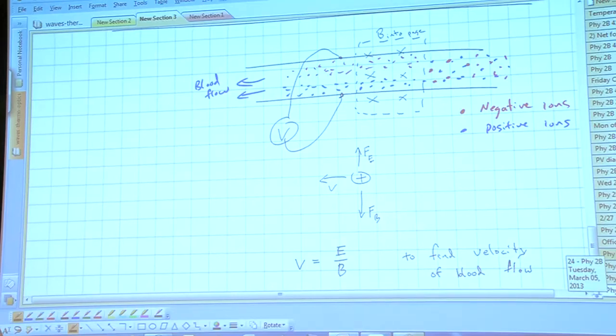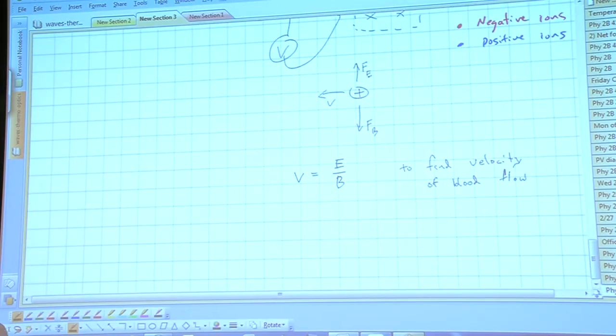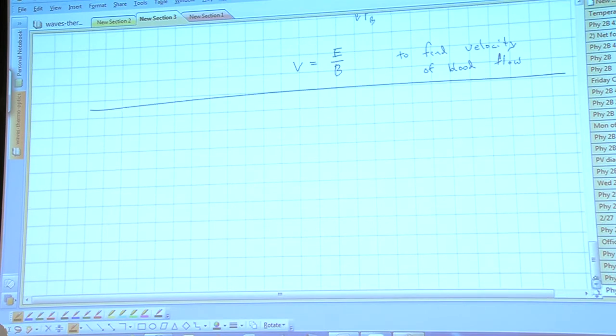This is very similar to the magnetic field sensors that we used in lab the other day. You may have wondered how those sensors worked, measuring those magnetic fields, right? They work on almost the exact same principle.